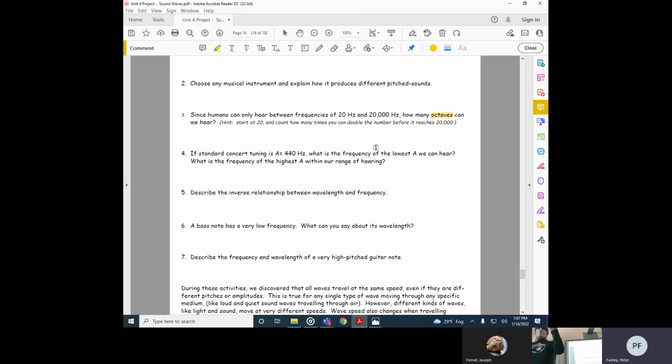We can hear 20. Now, how do we go to the next octave up? Double, which gives us 40. Can we hear that? Yes. So now we've heard 2 octaves, huh? What do you do to get to the next one? Double 40, and you get 80. We can hear that, huh? Double that to 160. We can still hear that, right?